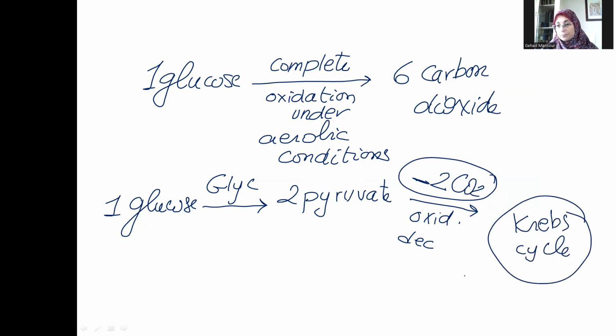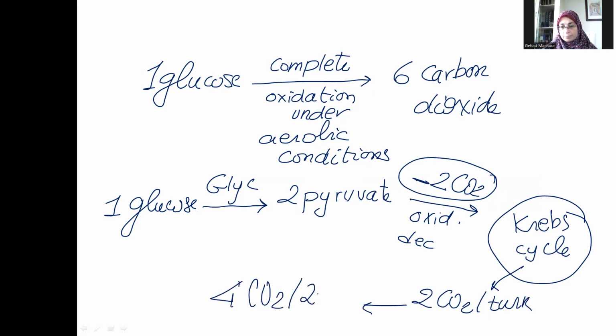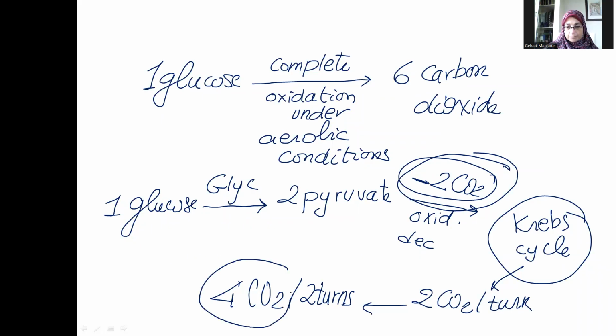Every turn of the Krebs cycle gives rise to 2 carbon dioxide molecules. So we have 4 carbon dioxide molecules per 2 turns. Here we obtained 2 carbon dioxide, and here the final through the Krebs cycle is 4. Then the resultant is 6 carbon dioxide.